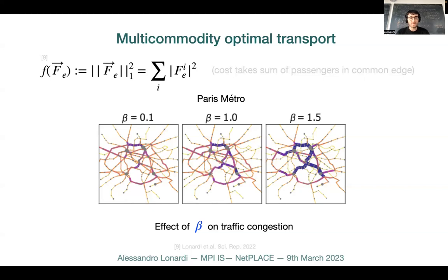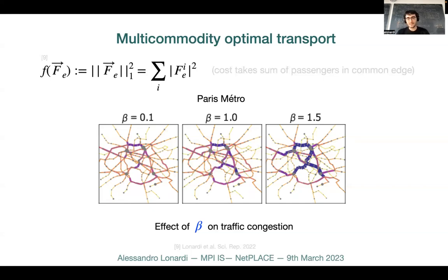When you choose a regularization parameter in the minimization problem that is less than one, you tend to distribute fluxes more. And you tend to obtain networks where people move that are more robust and less susceptible to traffic congestion. People tend to take longer routes, but, for example, the environmental impact of this network will be lower.